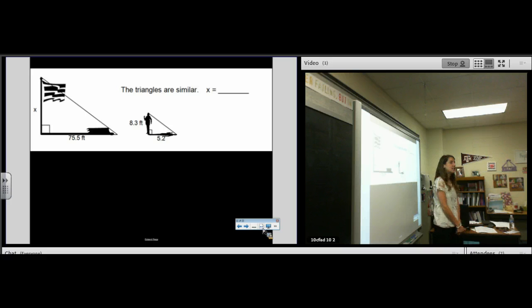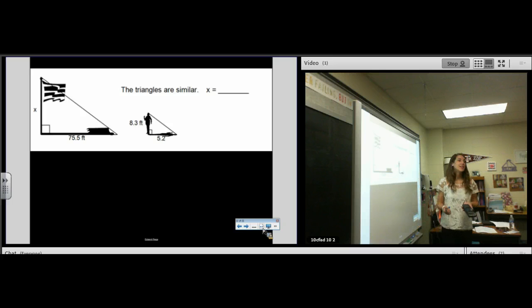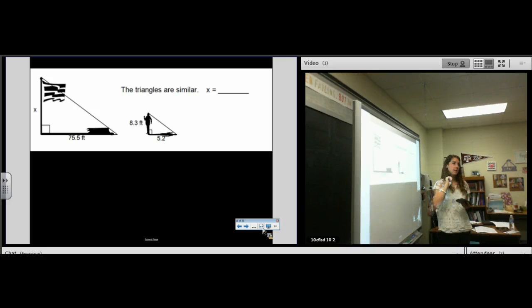The triangles are similar. Find X. Wait, does it matter which one you put? So here are your choices. You can put height over height equals shadow over shadow. Or you can do height over shadow of that one equals height over shadow of this one. As long as you're consistent, it doesn't matter.